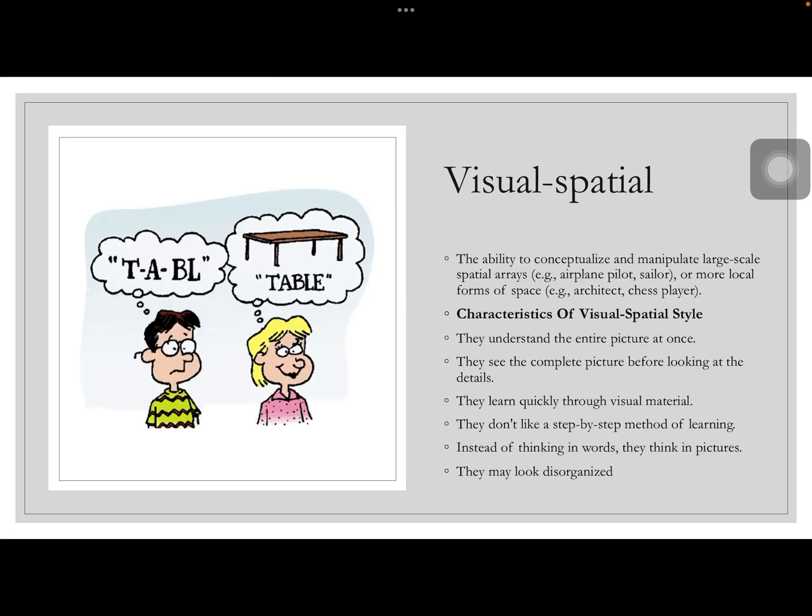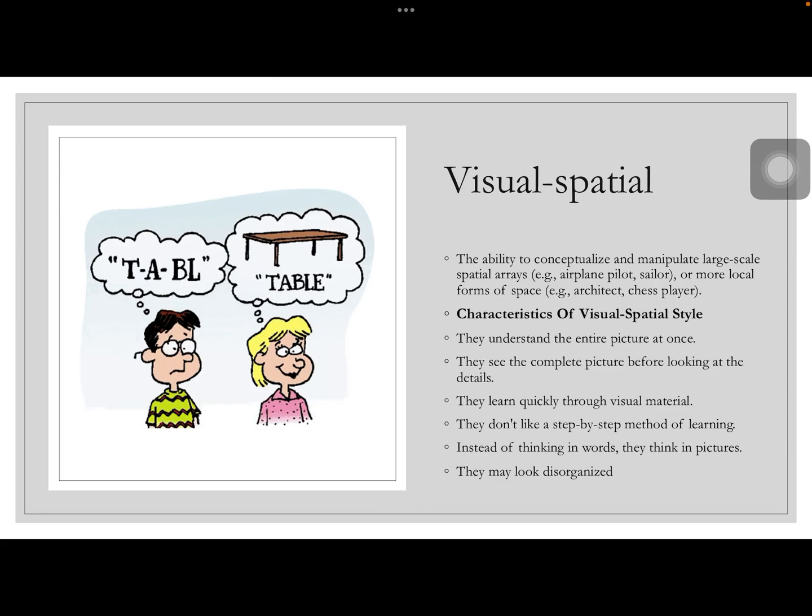Visual spatial. Visual spatial learners have the ability to conceptualize and manipulate large-scale spatial arrays, like airplane pilots or sailors, or more local forms of space, like architects or chess players.